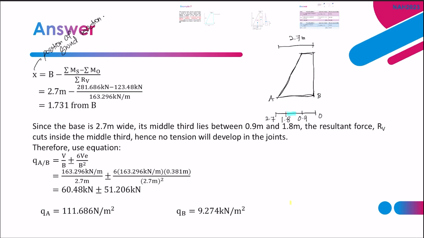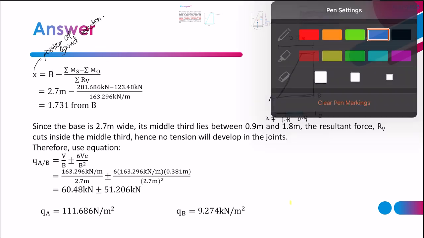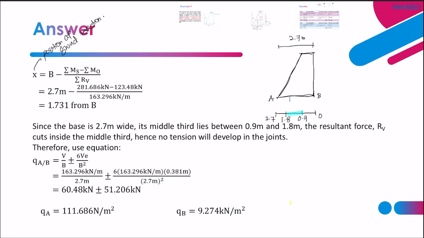And since X, or the position of ground reaction, is within the middle third, where is the middle third? The middle third is in the middle here. The position of ground reaction is 1.731 meter from B, so we can see it is still within the middle third. Therefore, the middle third lies between 0.9 and 1.8. The resultant force, or position of ground reaction, cuts inside the middle third, therefore no tension in the joint will develop. That's what we found, so there is no problem with tension in the joint.